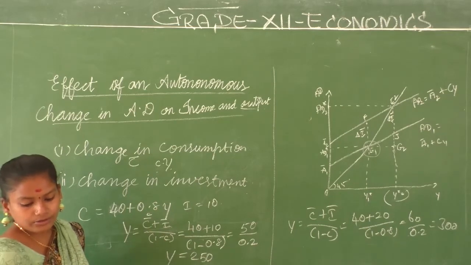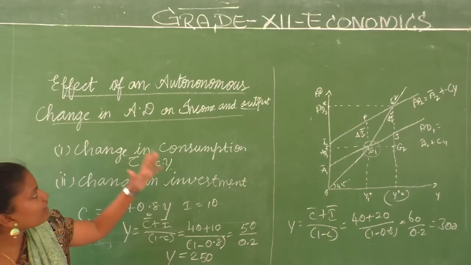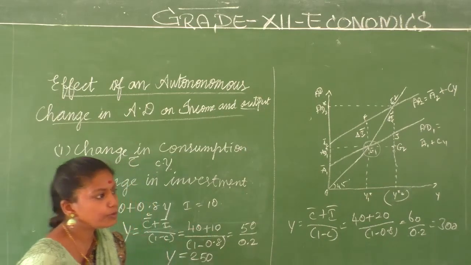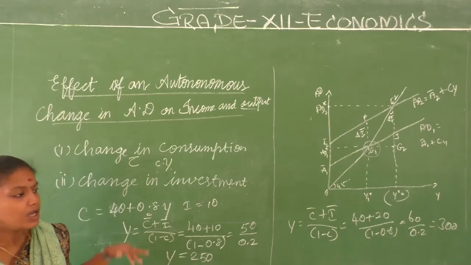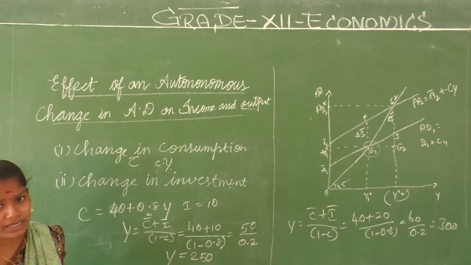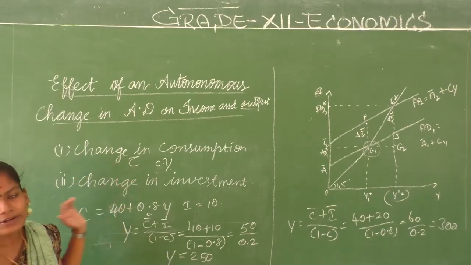What are we going to do next? We are going to discuss the multiplier mechanism. So what is the effect of an autonomous change in the aggregate demand and income and output? There might be two reasons. It can happen through any one of them giving the change, or a combination of both might also happen.